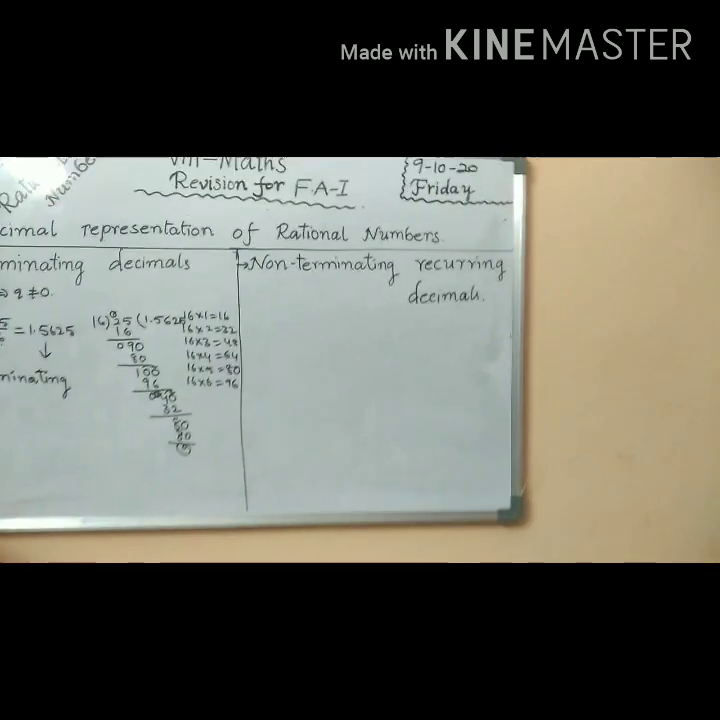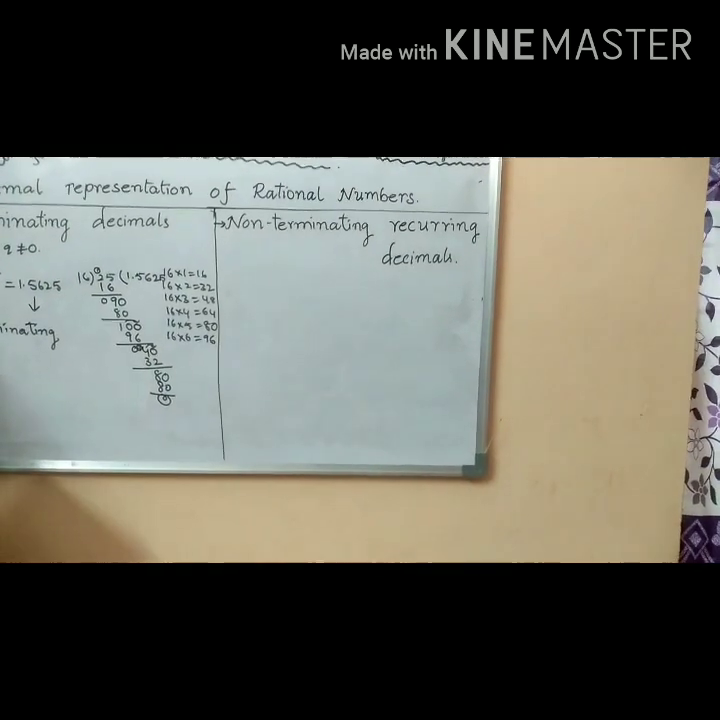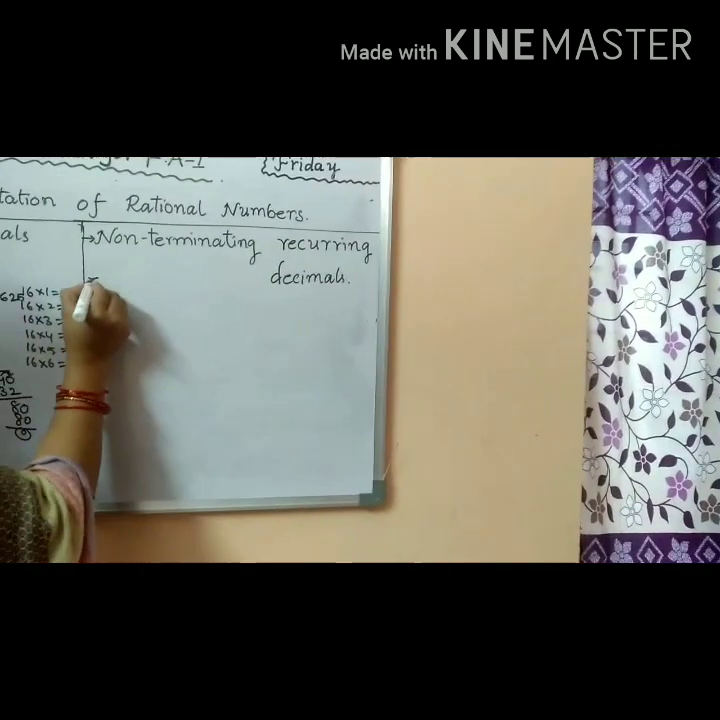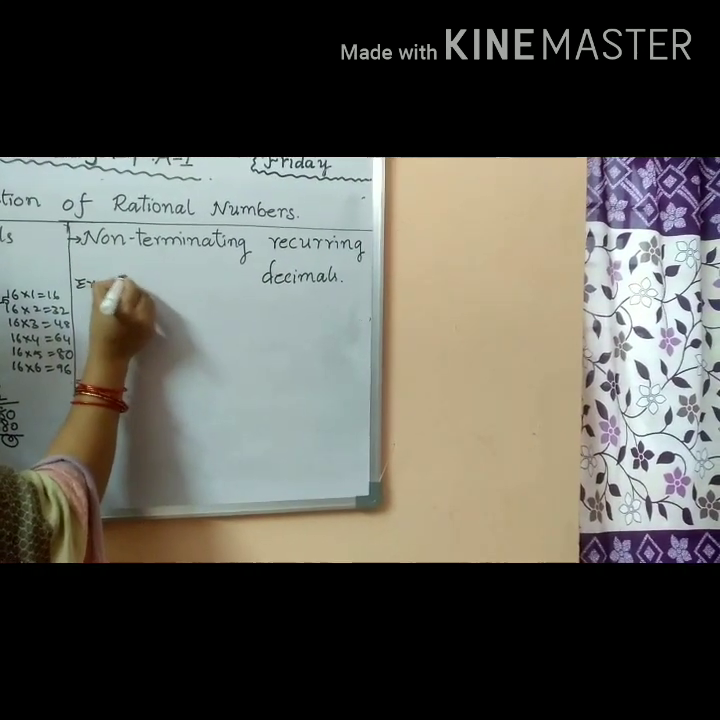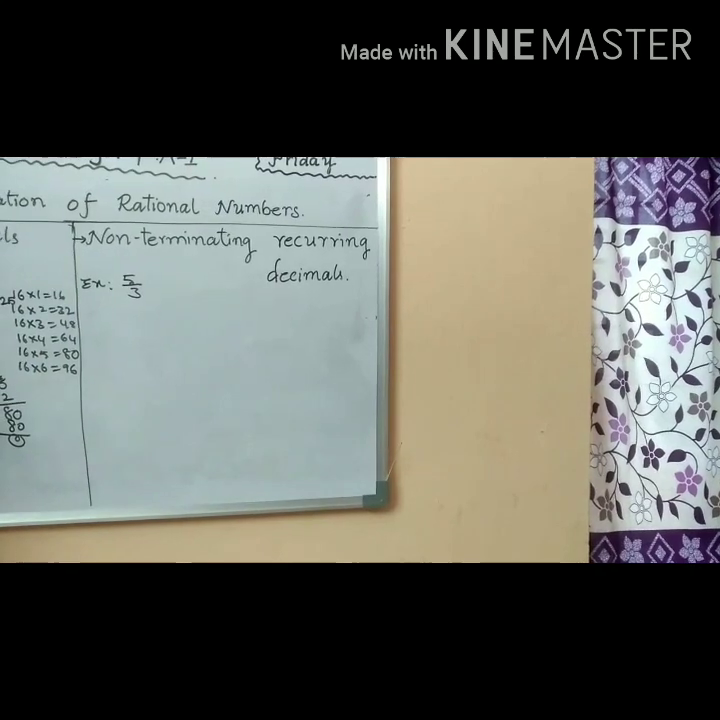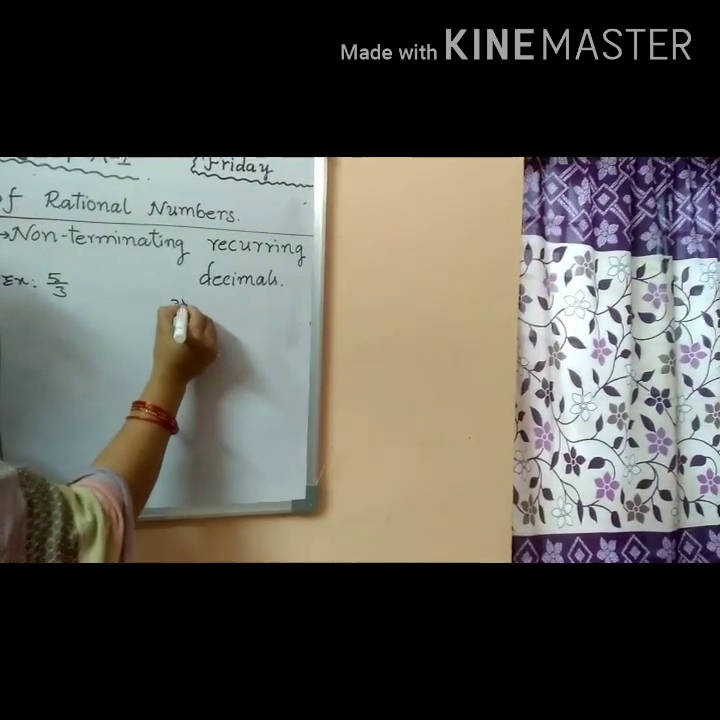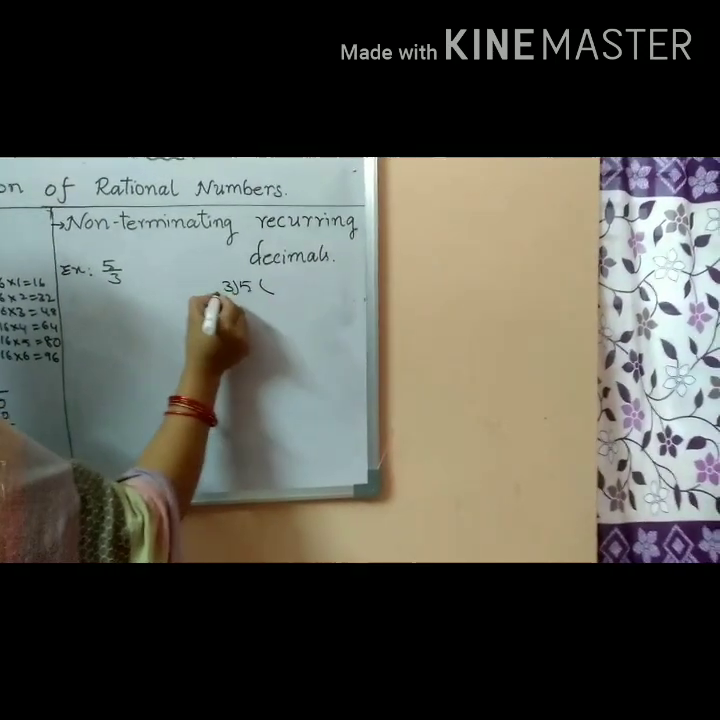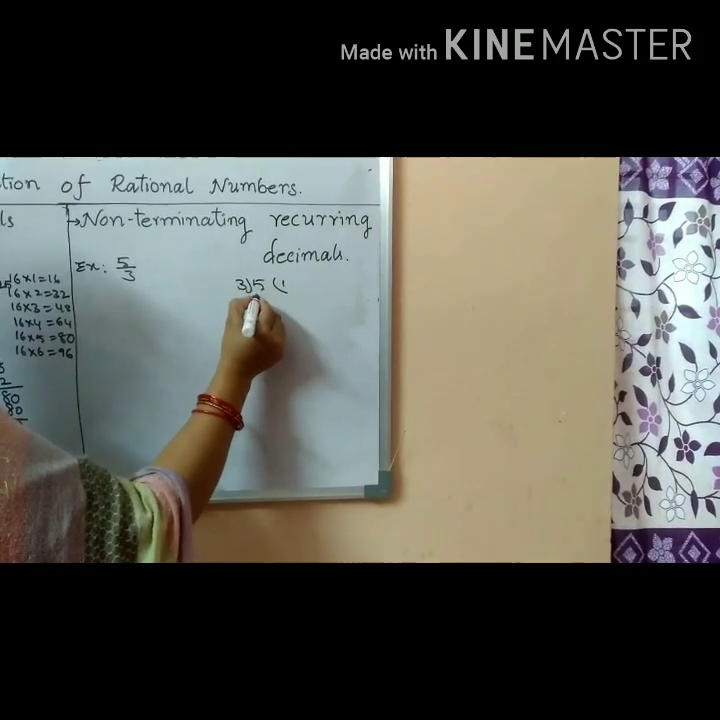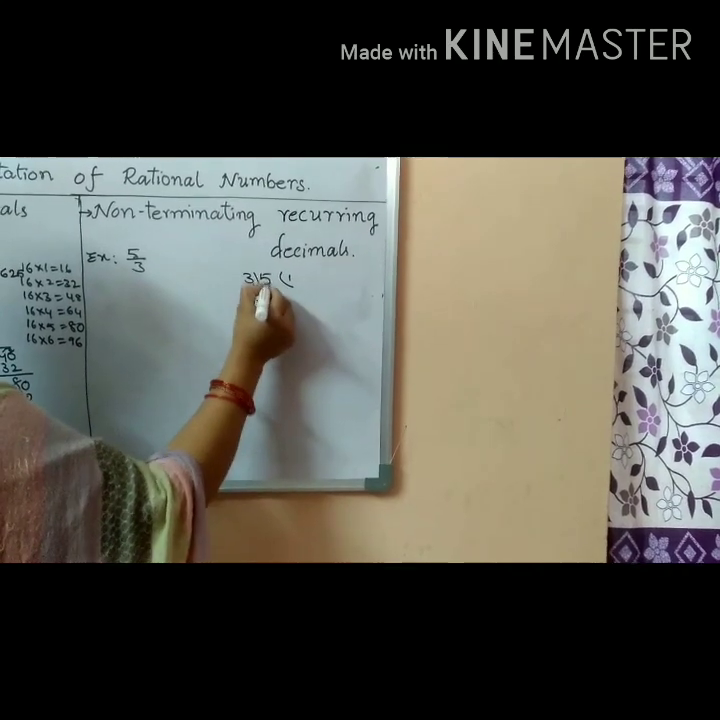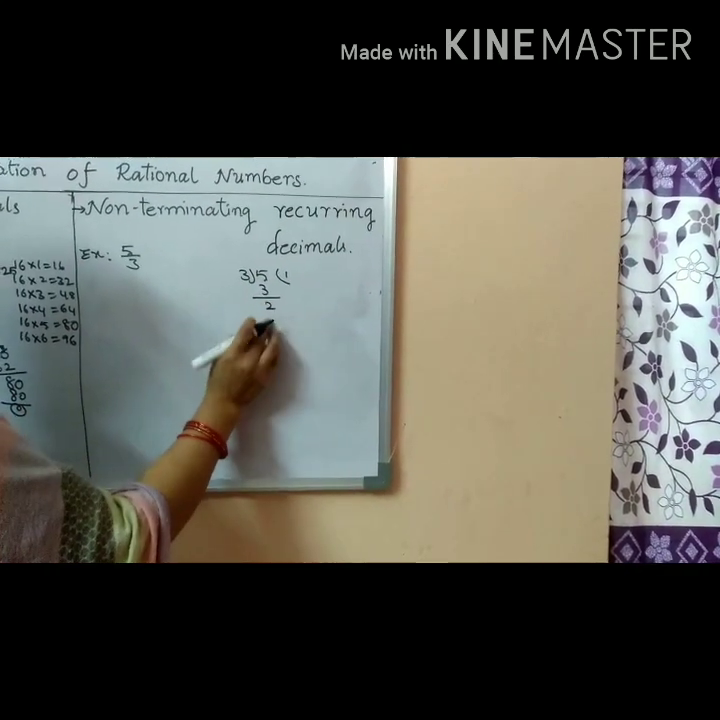The next one is the non-terminating recurring decimals. For example, take the rational number 5 by 3. Again you will do the division. Here 5, how many times is 3 possible? 1 time. So 3 ones are 3. 5 minus 3, 2. So it is not possible further.